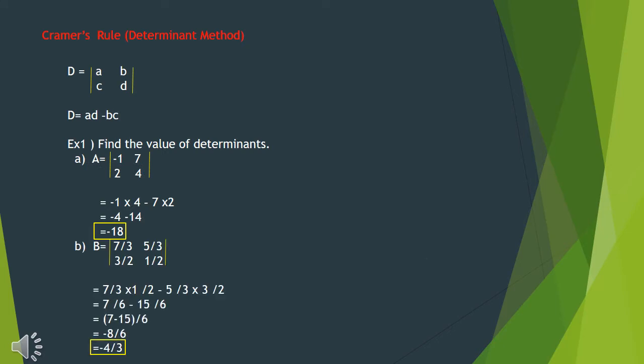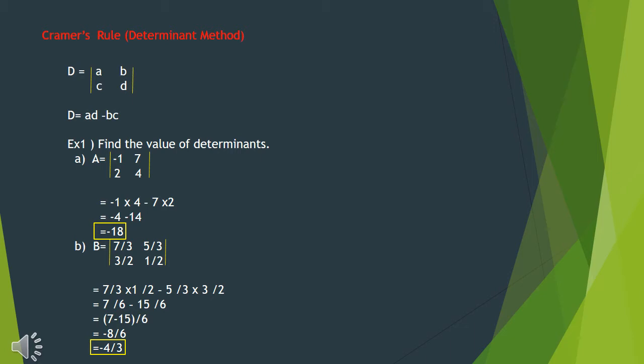Cramer's rule, that means determinant method. So, here D represents the determinant. Determinant is written as two columns and two rows: A, B and C, D. The value of the determinant is represented by capital D equal to cross multiplication and subtraction, AD minus BC. So, here we can write determinant D equal to AD minus BC. Now, these types of examples will be asked for 2 marks.